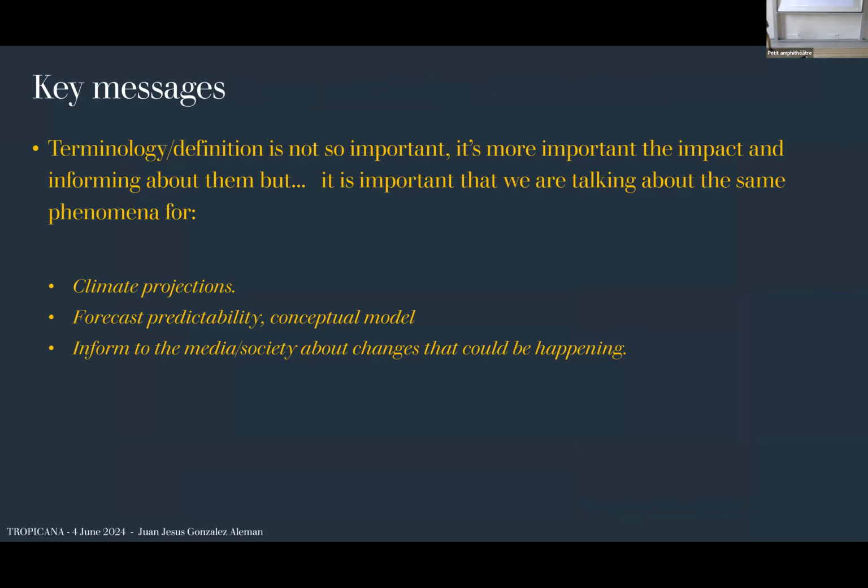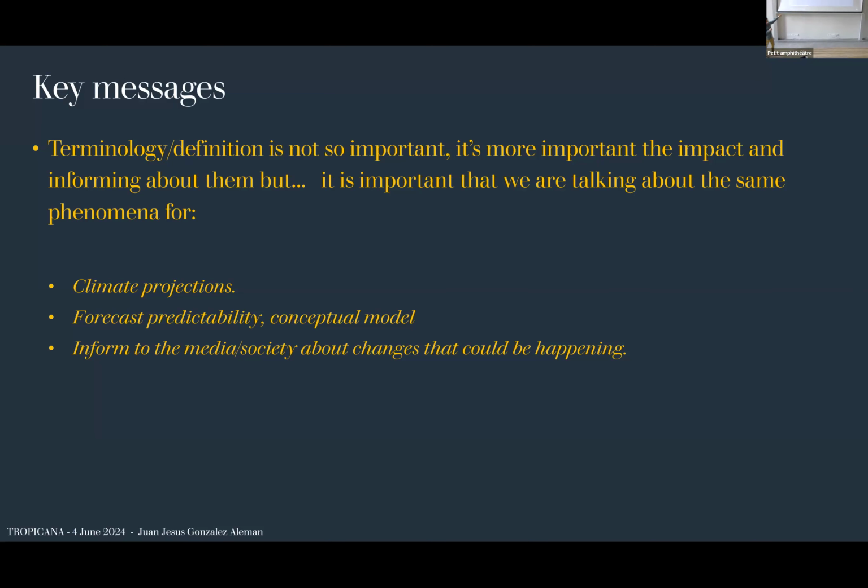So the key message is that the terminology and definition is not as important as the impact and informing about them. But what is important is that we are talking about the same phenomenon. Because for climate projection, we want to be sure that we are talking about the same phenomenon.